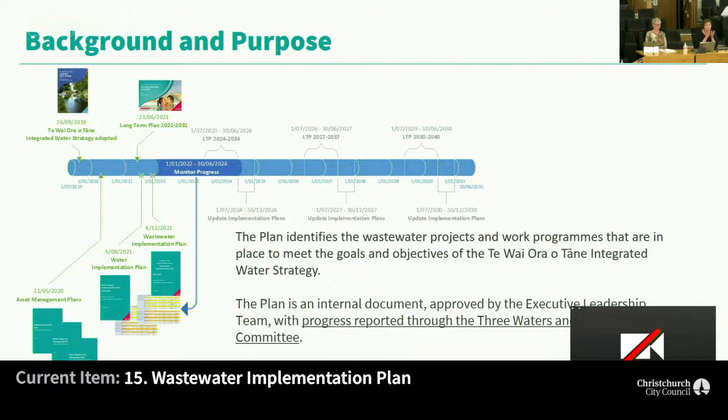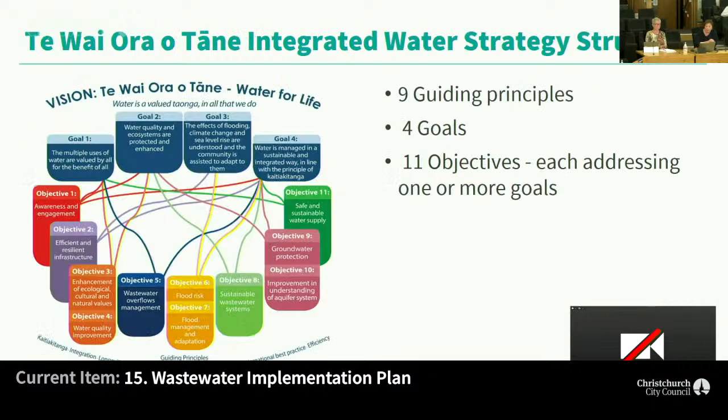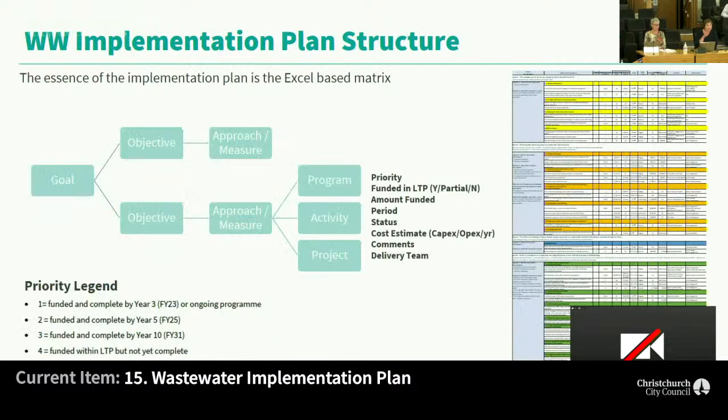In terms of timelines, from now on, we would be monitoring progress against the implementation plan, and after the next LTP review, we will be able to review the implementation plan again. The integrated water strategy has got four key goals and 11 objectives. Not all of those objectives are applicable to wastewater treatment, but where they are, we have addressed them in terms of what the strategy is calling for, but also other actions that are contributing to achieving those objectives.